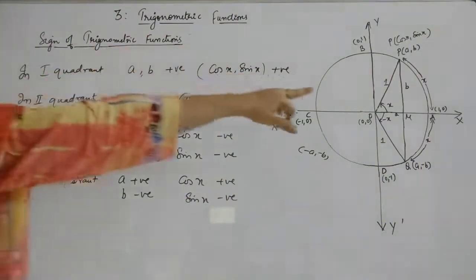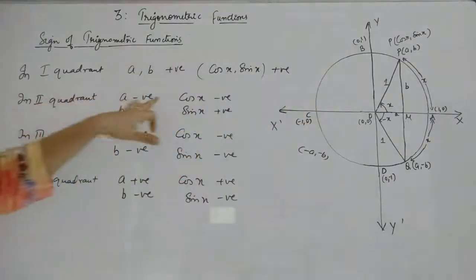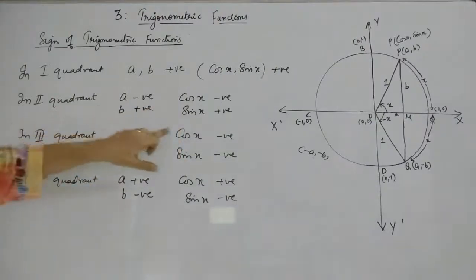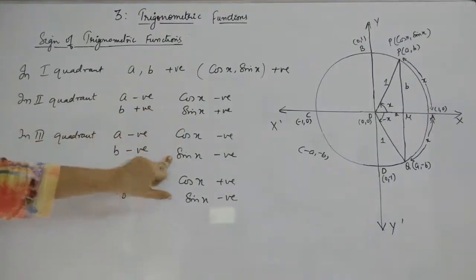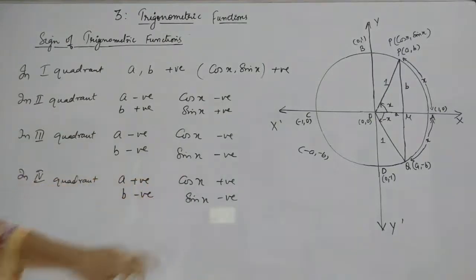In the first quadrant you have both sin and cos positive. In the second quadrant you have cos negative and sin positive. In the third quadrant cos and sin both negative. In the fourth quadrant you have cos positive and sin negative. Combining these things, what can we say about sin and cos?